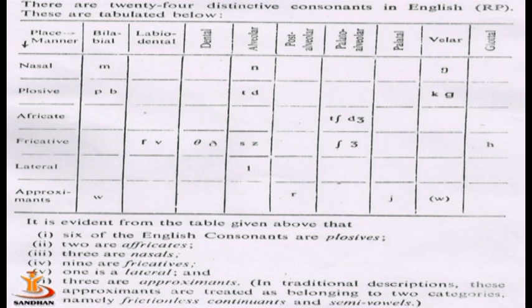So with P and B, so with T and D. But if you come further down, let's take it one at a time. So if you look at M, it is a nasal bilabial. Please notice that we have horizontal and vertical descriptions. Okay? So the place of articulation is bilabial, labiodental, dental, alveolar, and so on. Whereas the manner of articulation is nasal, plosive, affricate, fricative, lateral, and approximants, or what we called frictionless continuant.